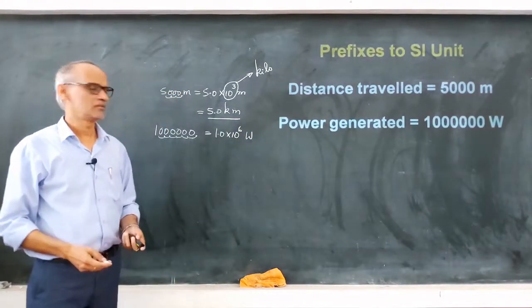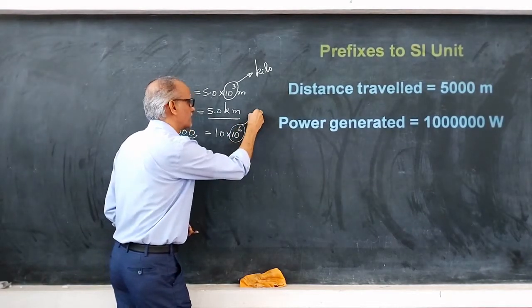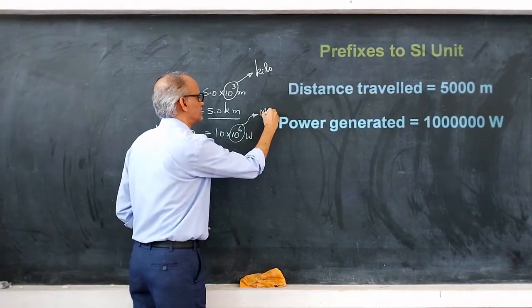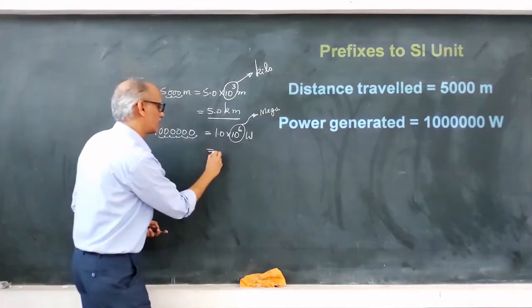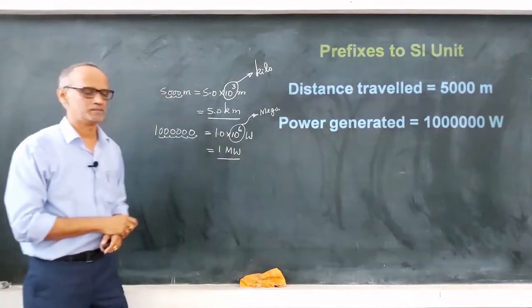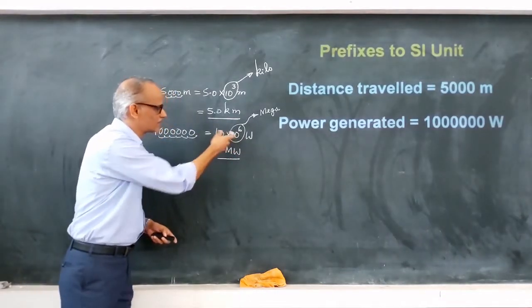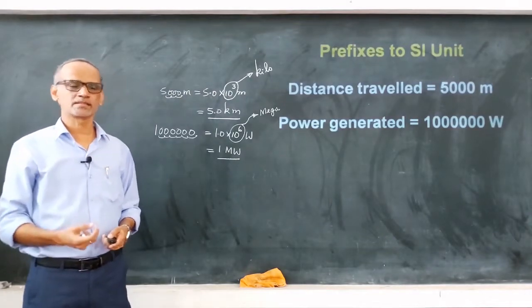That is a unit, watt. And this 10 to the power 6 is given a prefix called mega. And that's why I can write 1 megawatt. See, we can avoid the power. Likewise, there are many prefixes.